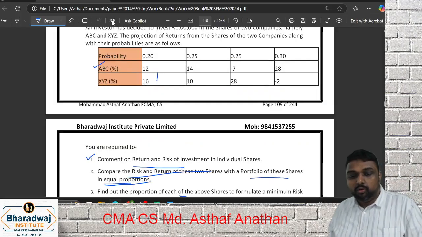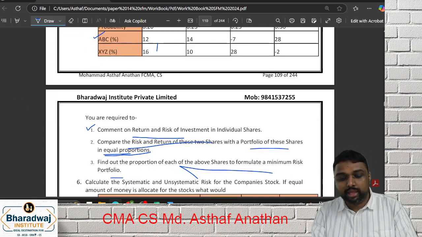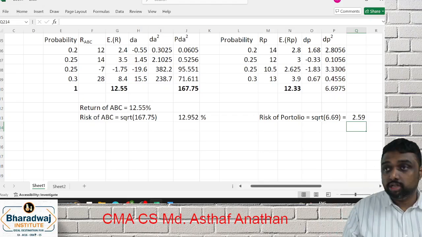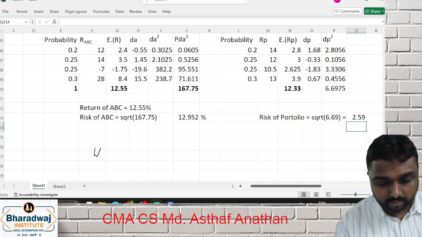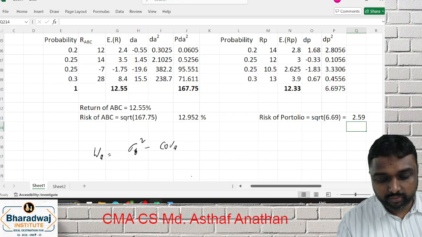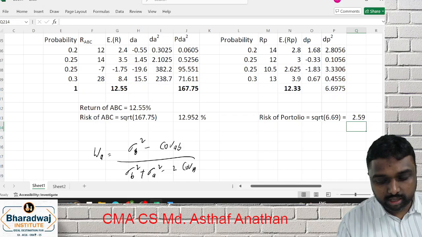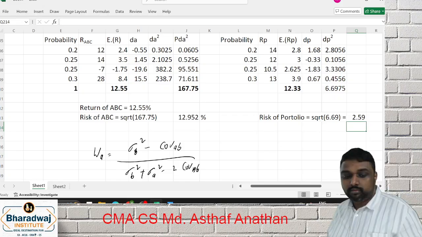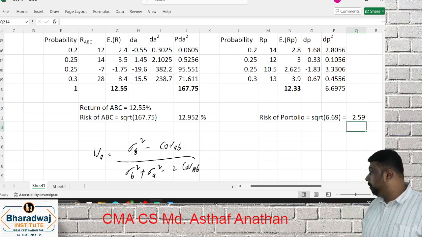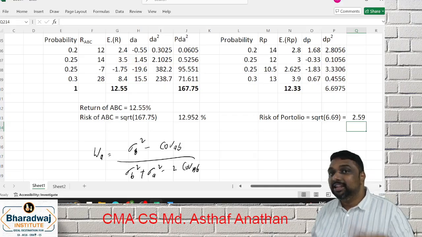Next, they were asking what is the proportion of each stock to make a minimum risk portfolio. For that, you have to approach our formula. We have two securities, weight of A equals variance of B minus covariance of AB, divided by variance of B plus variance of A minus 2 covariance AB. Here the problem is, we got the variance. Variance is nothing but standard deviation square. But we don't have the covariance. That covariance you have to find out.